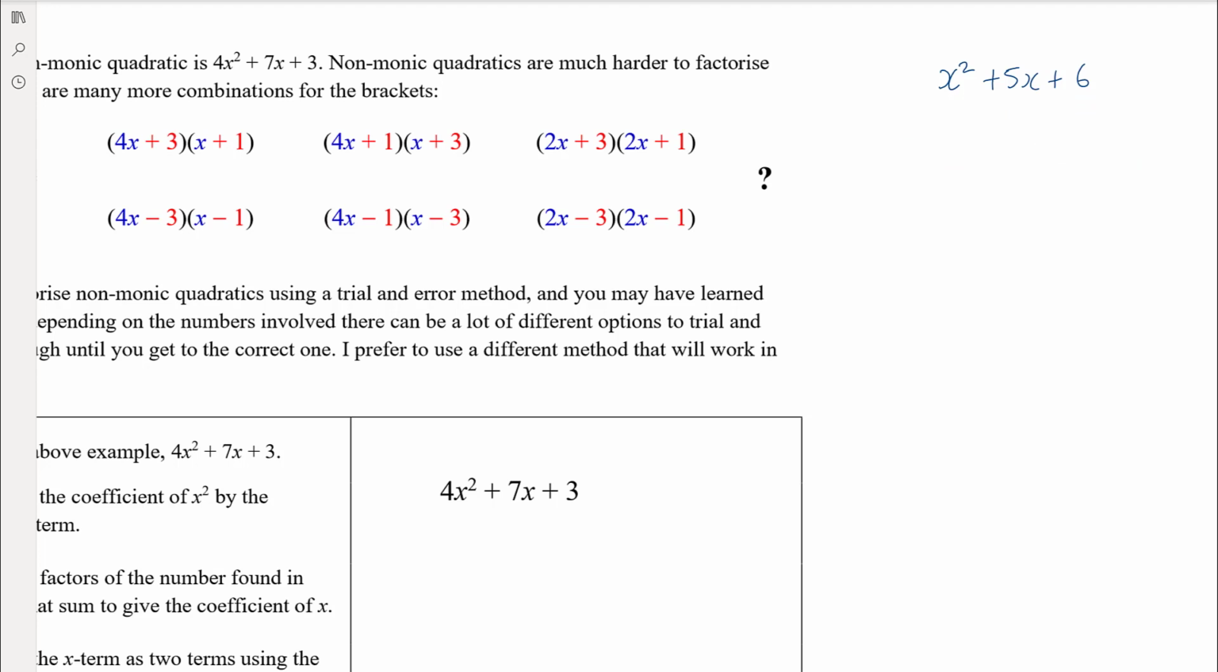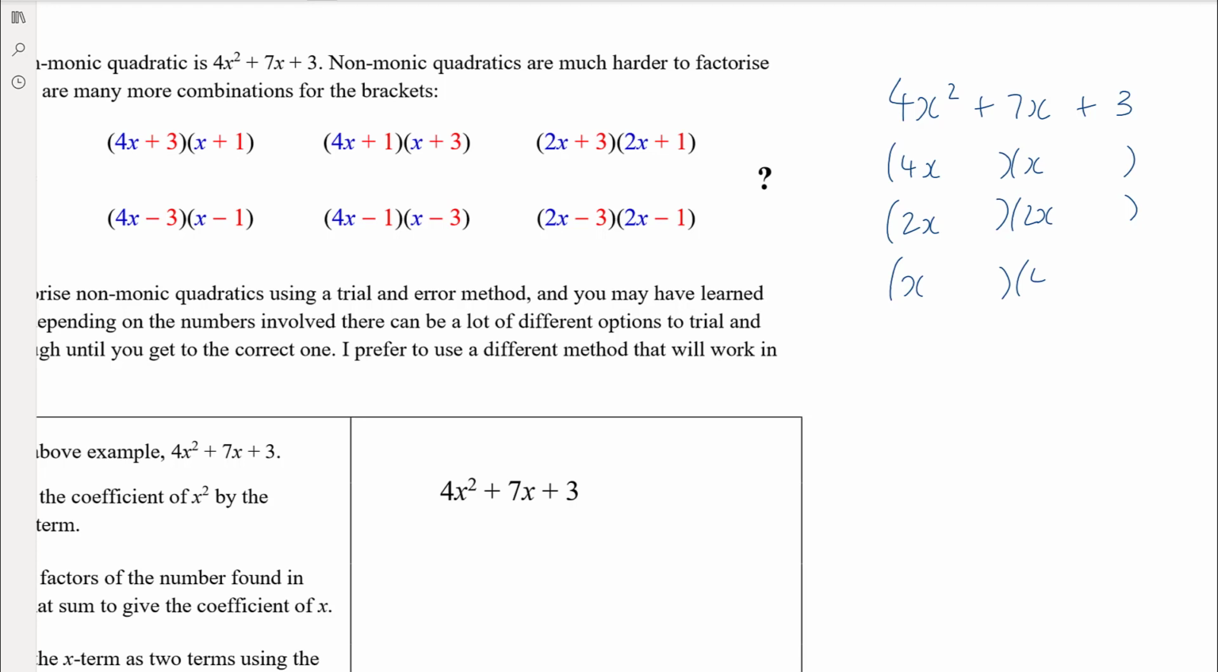Okay. When it's a non-monic quadratic, so all of a sudden this example I've given you here, it's got a 4 at the start now. Now there's a couple of different ways to get 4x squared. We might have 4x and x. We might have 2x and 2x. And obviously it could also be x and 4x. Okay? And then again, we still know these two numbers in the bracket are going to have to multiply to give 3, but they no longer add to give 7. And so it's not as easy to find the two numbers.